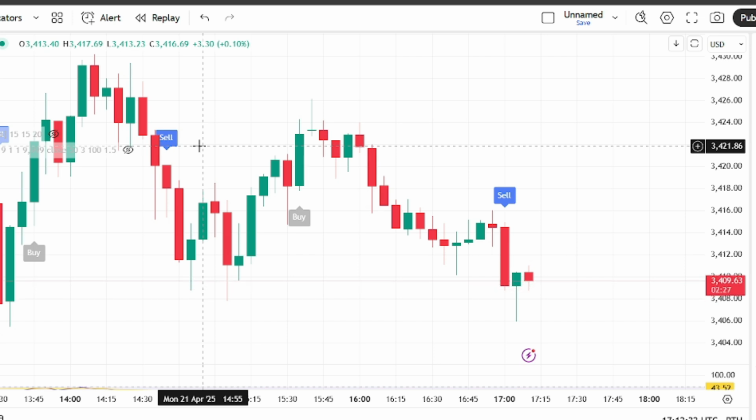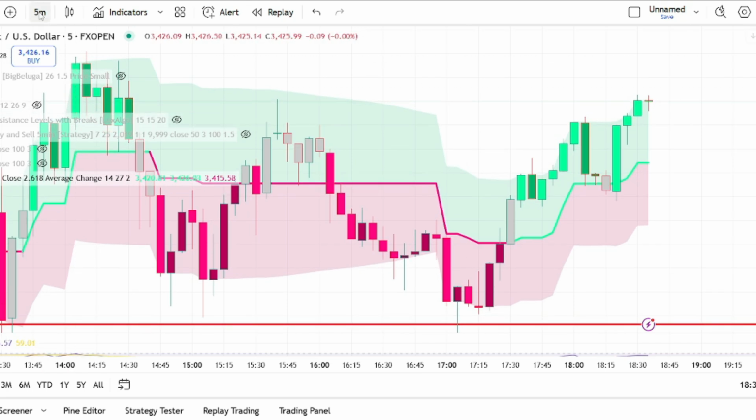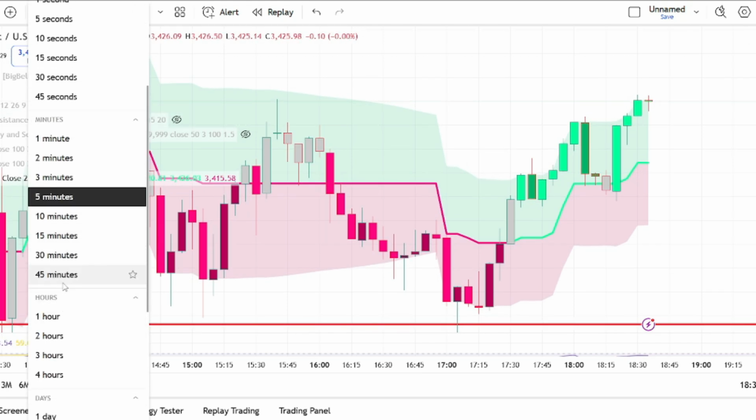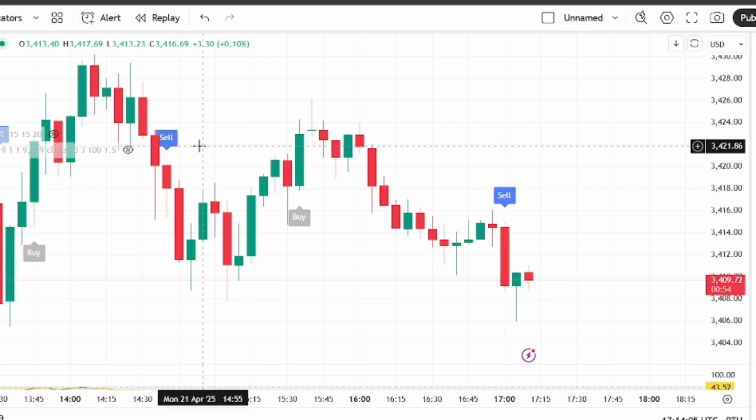Customizing and pairing it with other indicators. The range filter is extremely flexible. Want quicker reactions? Reduce the smoothing period or lower the multiplier. Want more conservative entries? Increase the multiplier and smooth it further. It'll only trigger on major moves. You can also pair it with EMA 200 for trend direction, volume indicators for breakout confirmation, price action zones for support and resistance, stochastic RSI for timing entries. Think of it as a lens. It doesn't give you signals by itself, but it helps you see the signals more clearly.